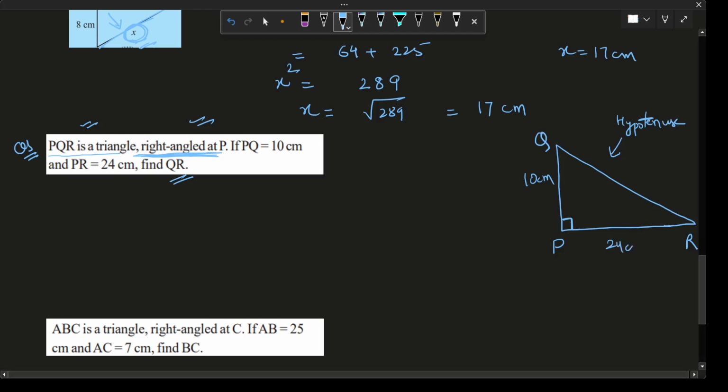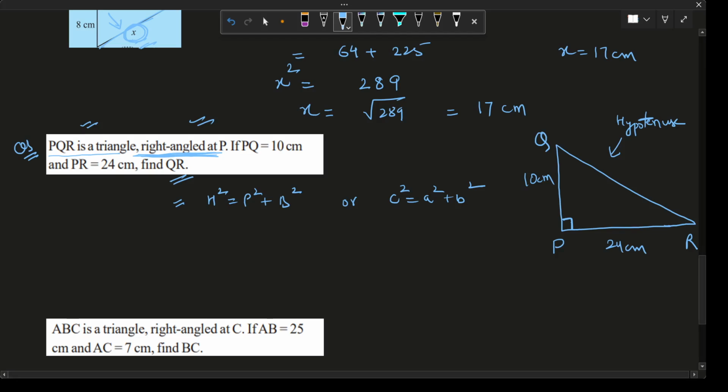PR is 24 centimeter. Very easy. Now you know hypotenuse square is equal to perpendicular square plus base square, or you know c square is a square plus b square. Whatever way you want to use, students, you can use. Yeah, for me it's always easier to use this.